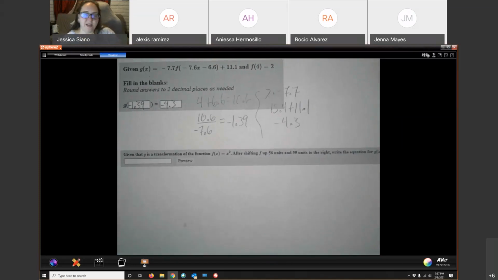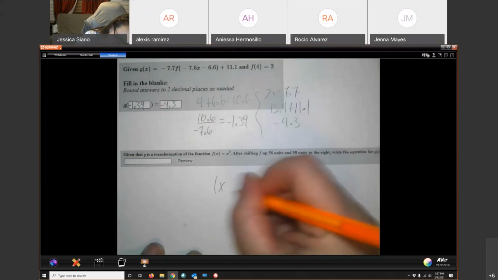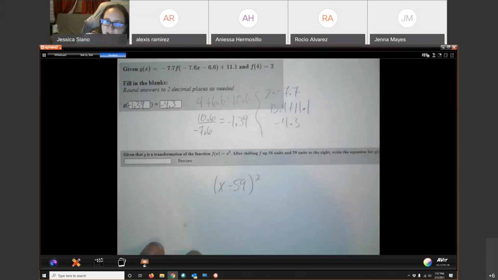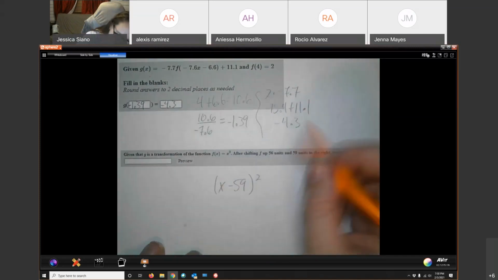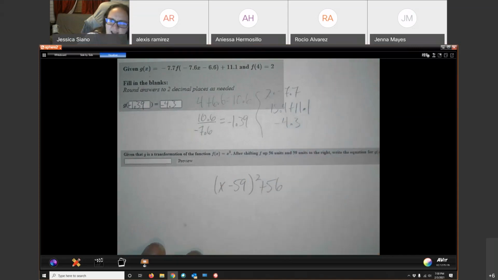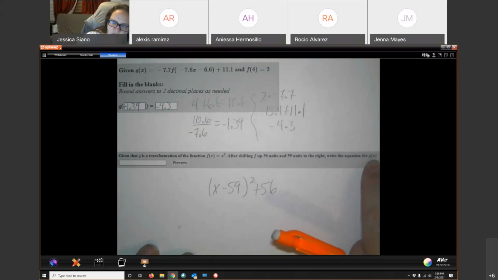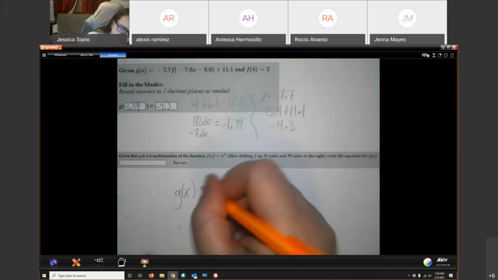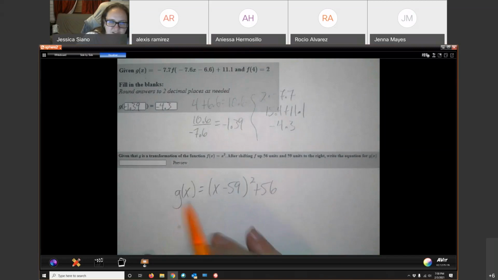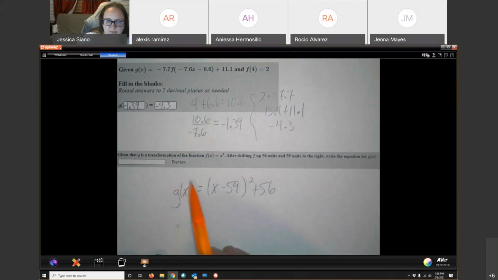All right. So last but not least here, if we have y equals x squared and we want to shift it up 56 and 59 to the right, well, a right shift would happen inside of the parentheses, and it would be a subtraction. Minus 59 would be a right shift. And then a shift up 56 would be a plus 56 on the outside. My note for you is that you need to include this function notation in your answer. If you do not include the g of x equals, when you type it into this box right here, you will not get credit. Okay, so make sure you include that g of x.